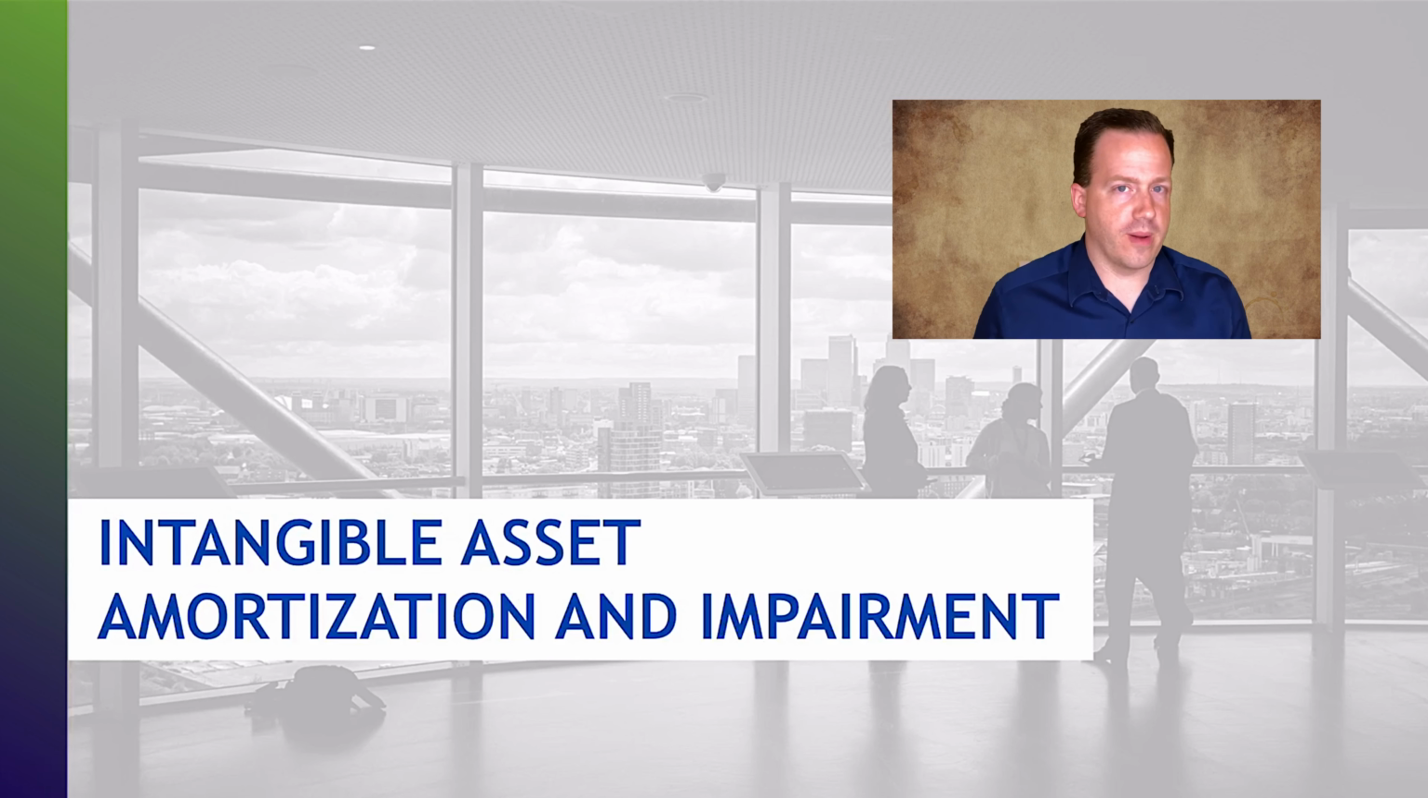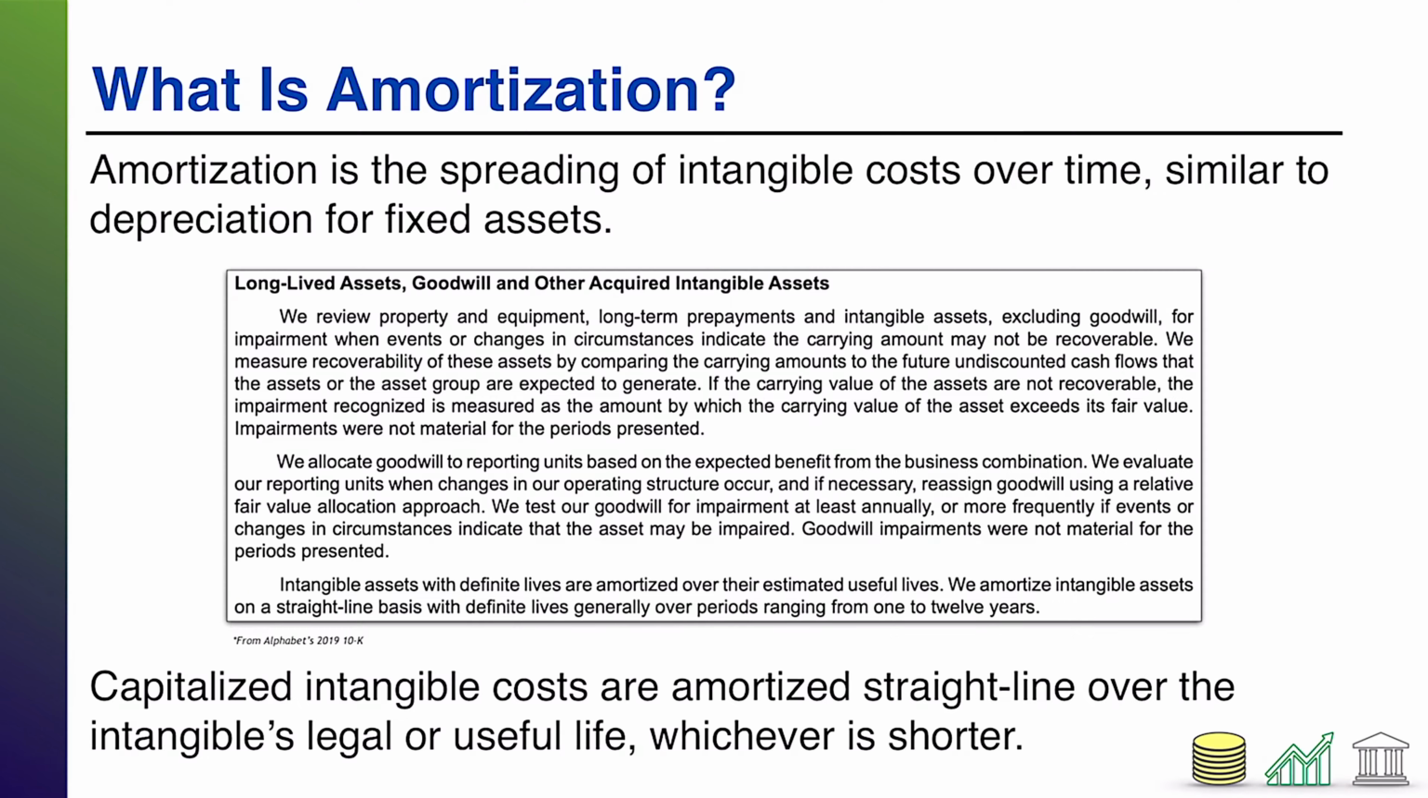So what am I talking about when I say amortization and impairment? Well, basically, these are ways that our intangibles can lose value from that original amount that we capitalize to them. So let's learn a little bit more about it.